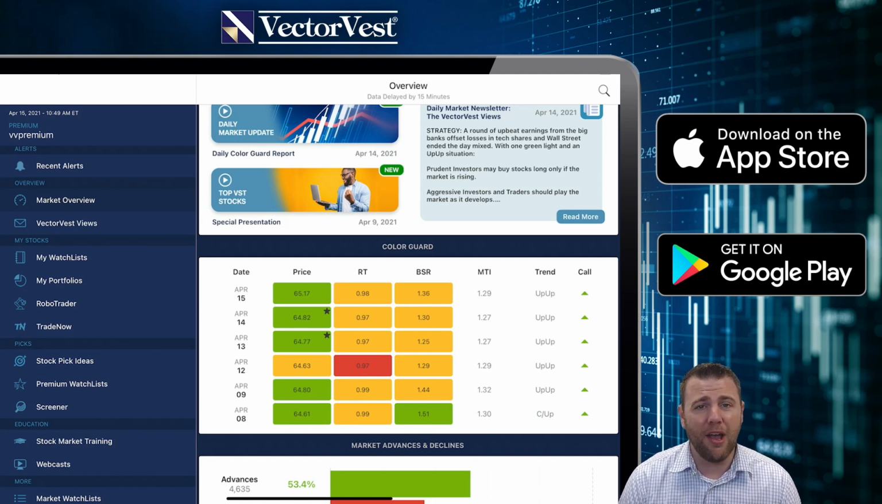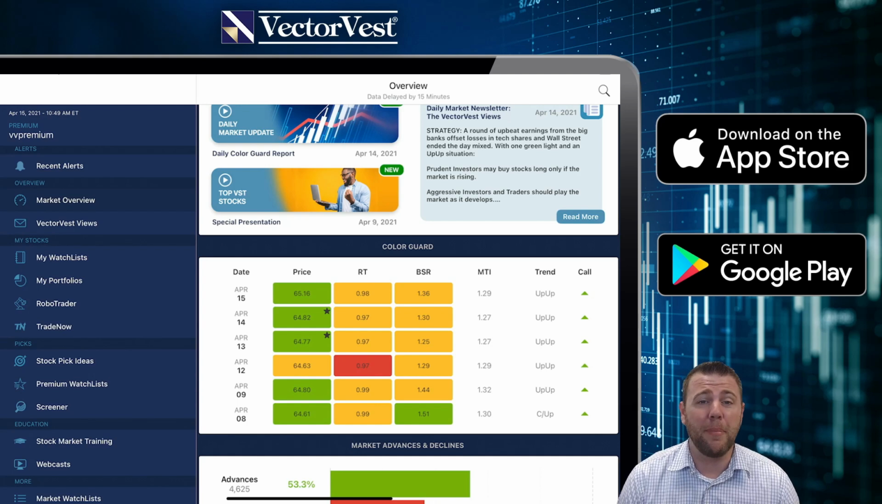After that, we get the RT, which stands for relative timing. The relative timing looks at the short-term price trend of the overall market. It's cast on a scale of 0 to 2, so above 1 is good, below 1 is bad. Right now, we have an RT of 0.98, which tells us we are in a slight downtrend overall in the market, but not by much, relatively flat to say the least.